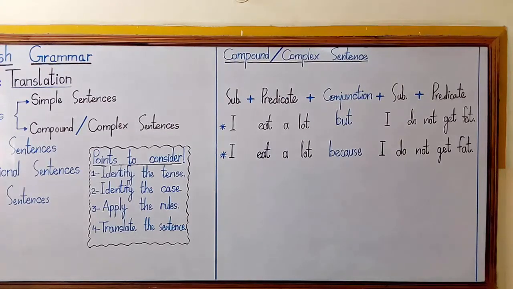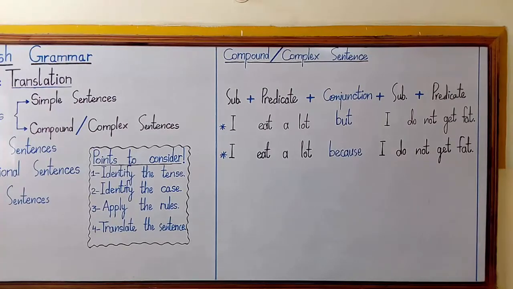But this is only the conjunction, but and because. These conjunctions are turning the meanings from positive to negative and from negative to positive. I eat a lot, but I do not get fat. Feeling of sorrow. I eat a lot because I do not get fat. Feelings of happiness. So now you know the difference between these two sentences. But and because, changing the meaning.